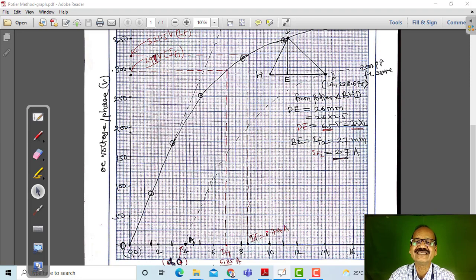leakage reactance, that is IA into XL. So DE measures the voltage drop due to the leakage reactance. And now similarly measure BE. And what is BE? BE is nothing but the IF2, that is the field current required to overcome the armature reaction effect, or to overcome the voltage drop due to the armature reaction, that is IAXA. So IF2 equals 27 mm, and that is equal to 2.7 ampere. So IF2 is 2.7 ampere we have obtained.